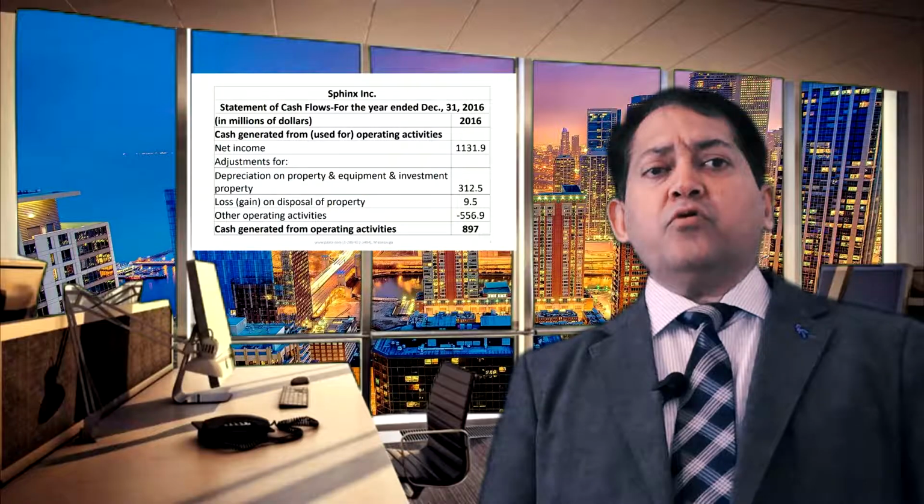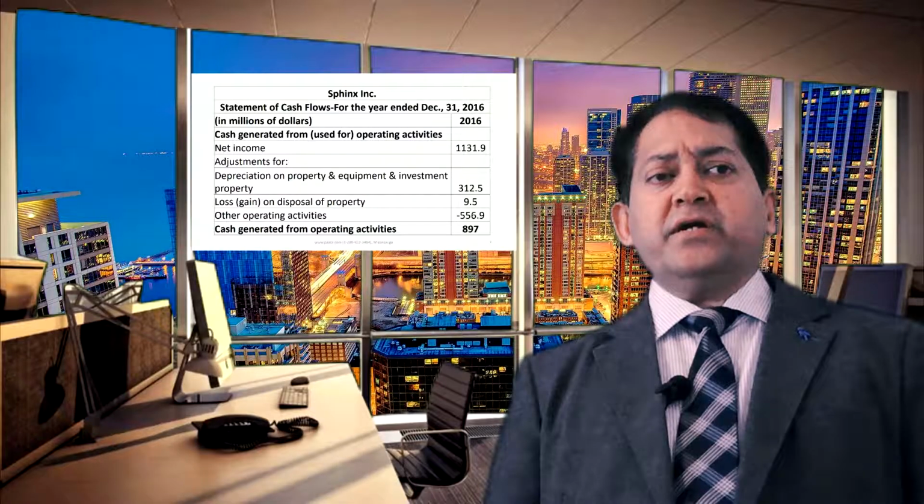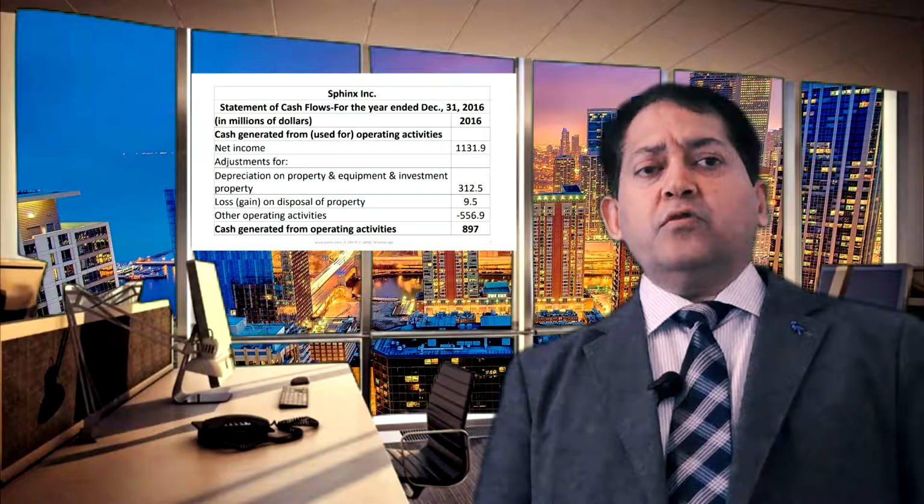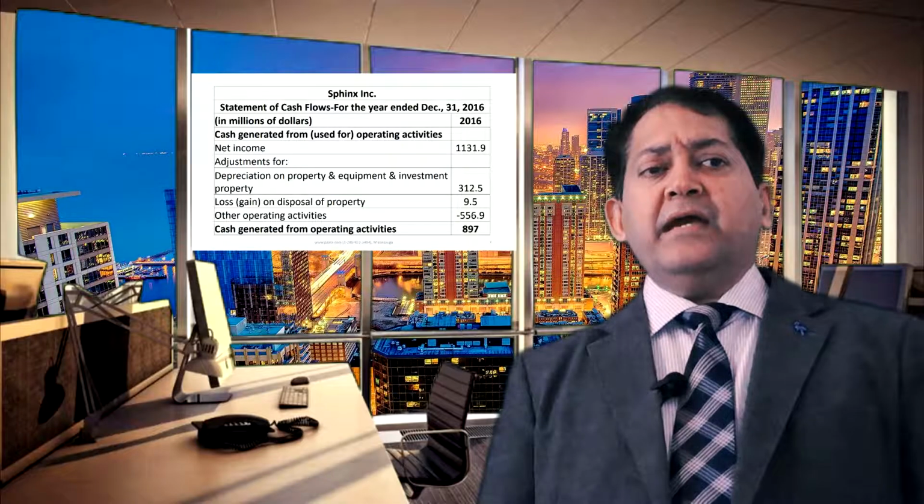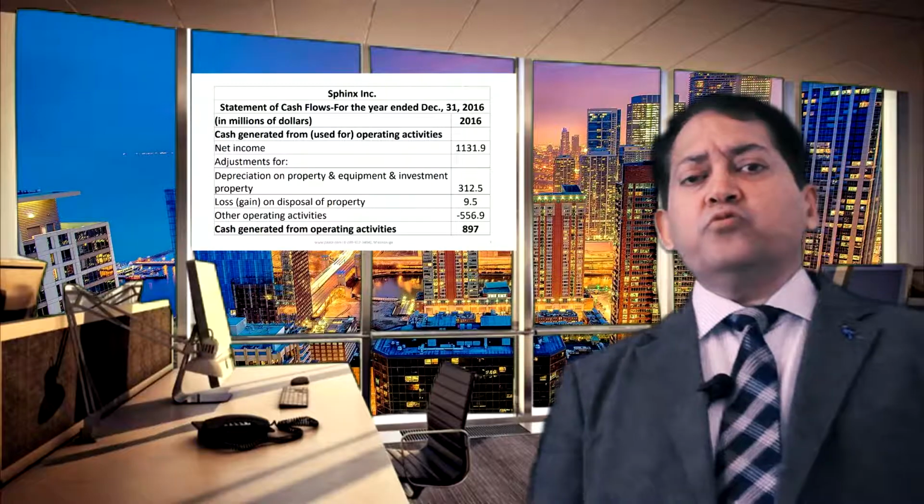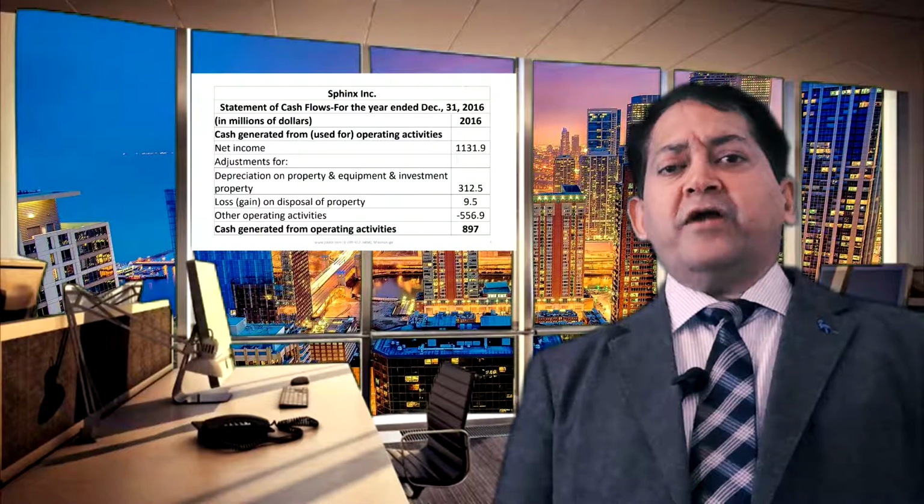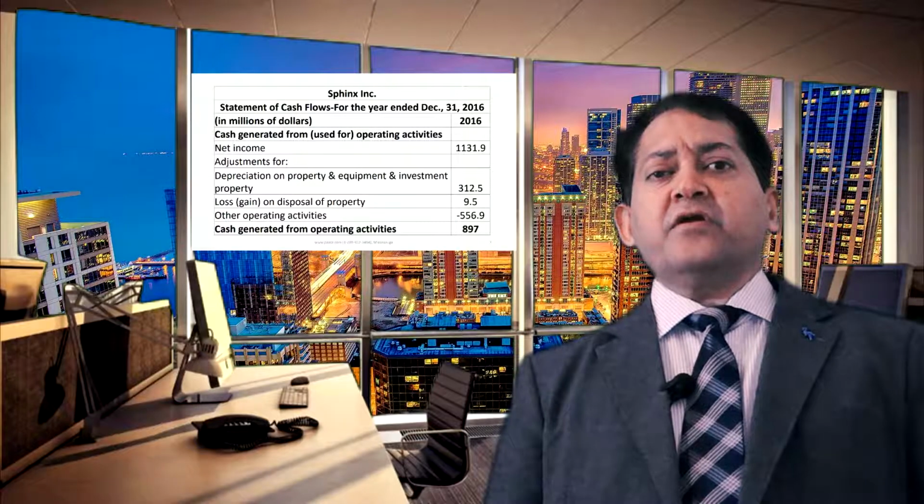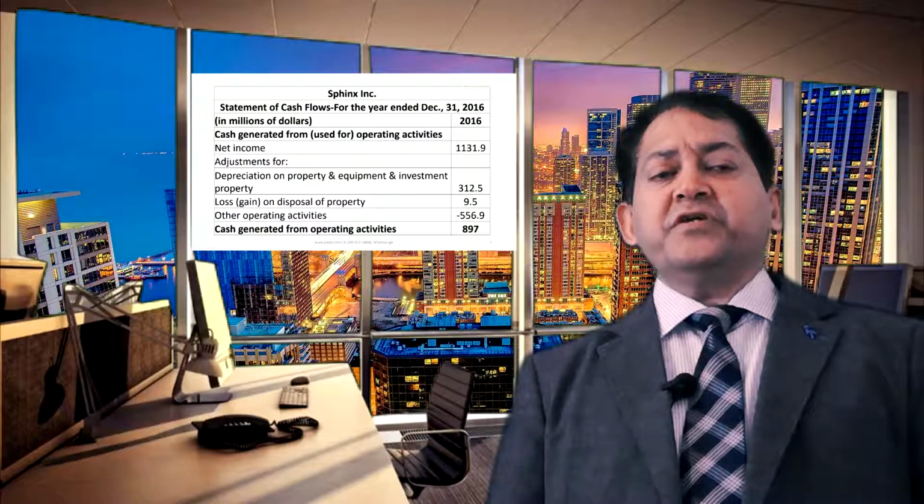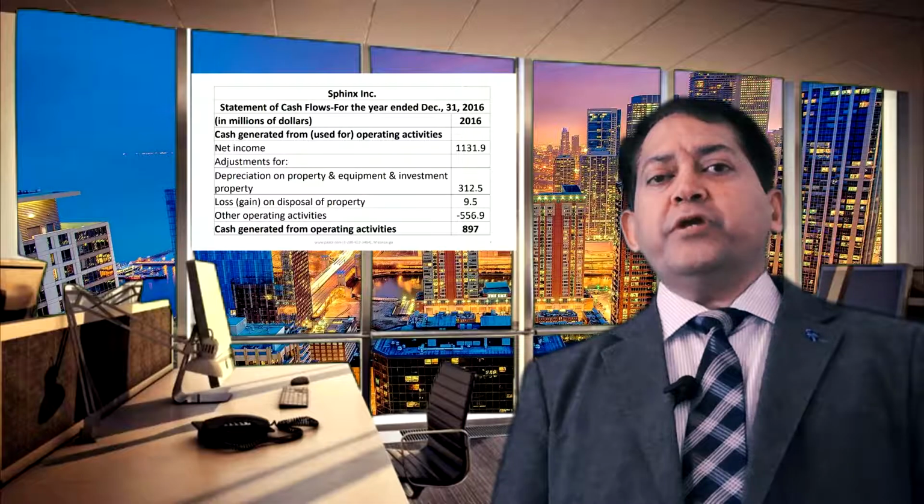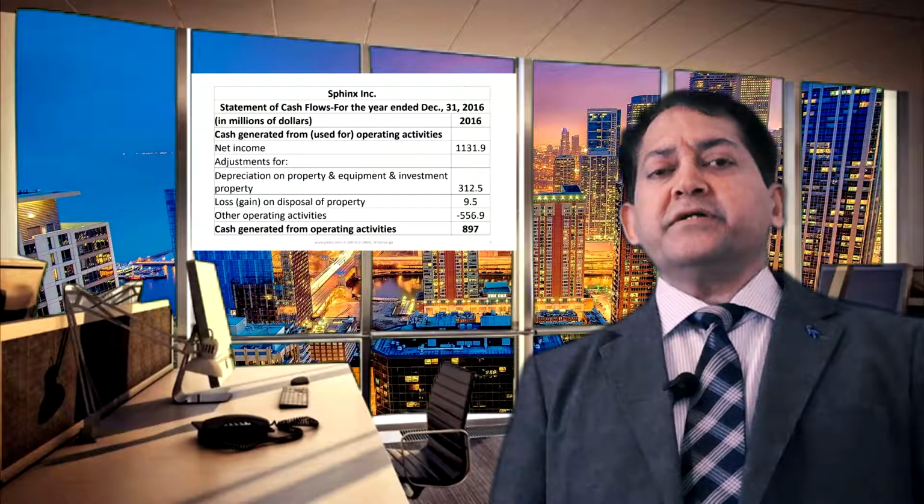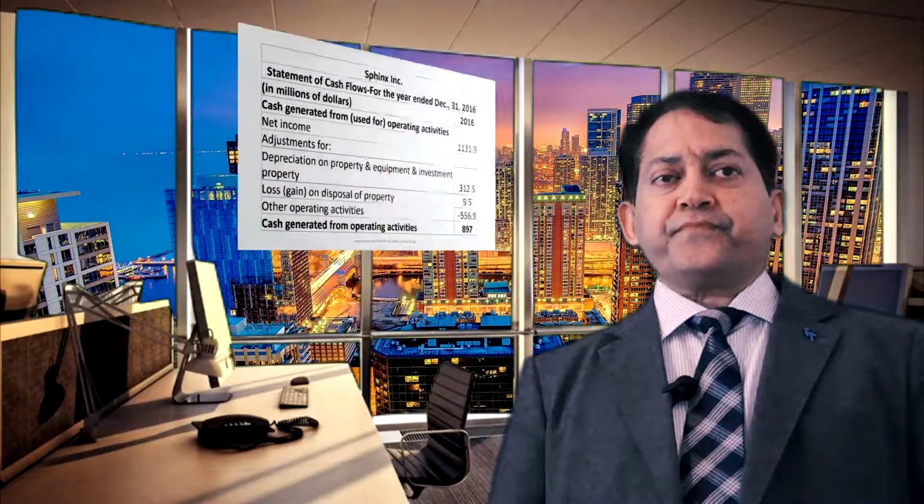Then there is loss or gain on disposal of property. This figure is a positive figure that implies a loss, again added back. And then there are other operating activities relating to receivables, changes in inventories or payables. It's a negative figure of minus 556.9. The cumulative effect of all these adjustments is that cash generated from operating activities comes to $897 million. That is a positive figure.